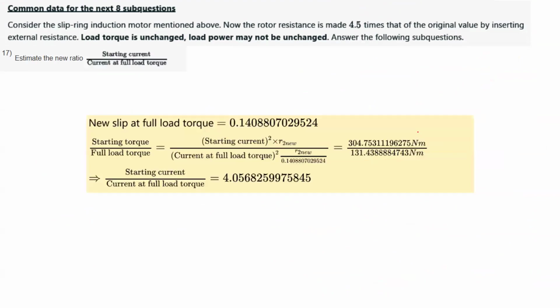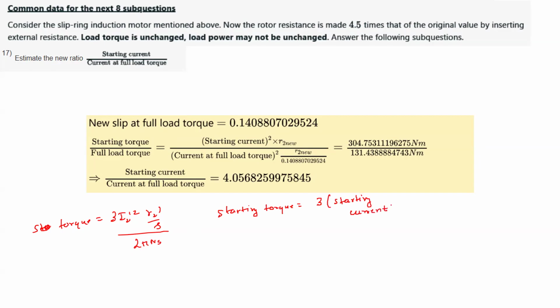Now this is the last question. In the last question, we have to find the ratio of starting current and current at full load torque. We have seen this, right? So we will just take the torque. Torque is 3 I2 dash squared R2 dash by S, divided by 2 pi ns. Starting torque will be 3 into starting current square into R2 dash by S, where S is equal to 1, divided by full load torque.